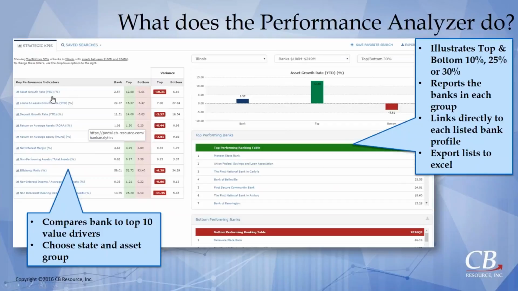And the 10 things we look at are asset growth, loan growth, deposit growth, ROA, ROE, net interest margin, asset quality, efficiency, non-interest income, and DDA penetration. So these are your toggles, if you will. And then you can choose if you want to look at the top decile, the top 25% or top 30%, but it also shows you who the bottom are. And those are kind of interesting.